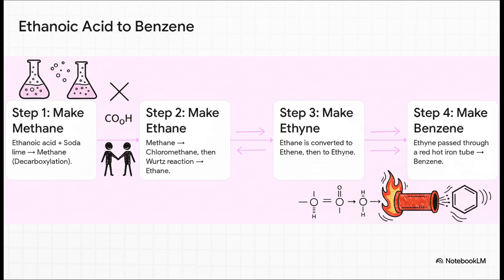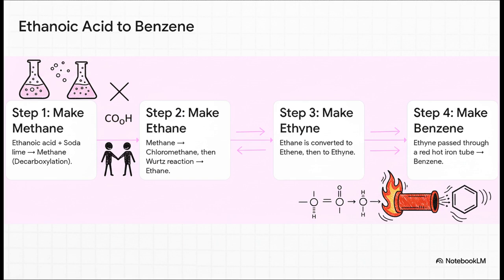We take our ethanoic acid and react it with soda-lime to chop off that CO2 group. That's called decarboxylation, and it gives us methane. Now we have methane. Step 2. React that with chlorine in sunlight to get chloromethane. Good. Step 3. Now for a clever trick called the Wurtz reaction. We use sodium to stick 2 chloromethane molecules together, and that gives us ethane. See how we doubled the carbons? From there, it's a couple of standard steps to get from ethane to ethene, and then to ethine.